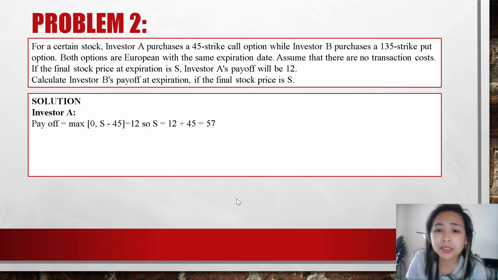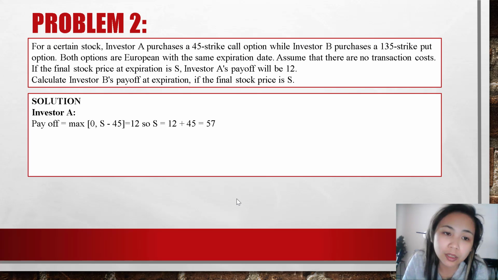And here the payoff is given at 12. So we got the maximum value between 0 and S minus 45 equals 12. Of course, 12 cannot be equal to 0. So 12 should be equal to S minus 45, which means S is 57. So now we know the stock price is 57.